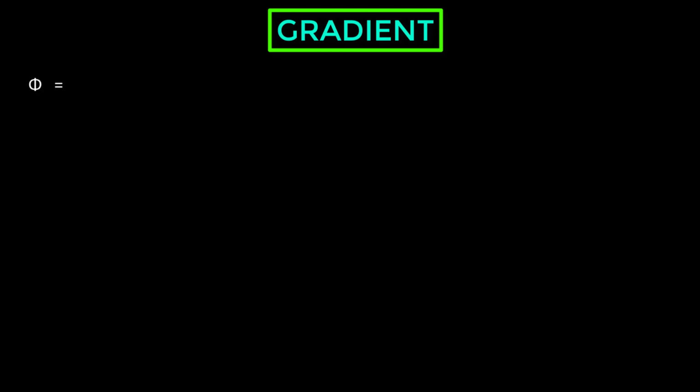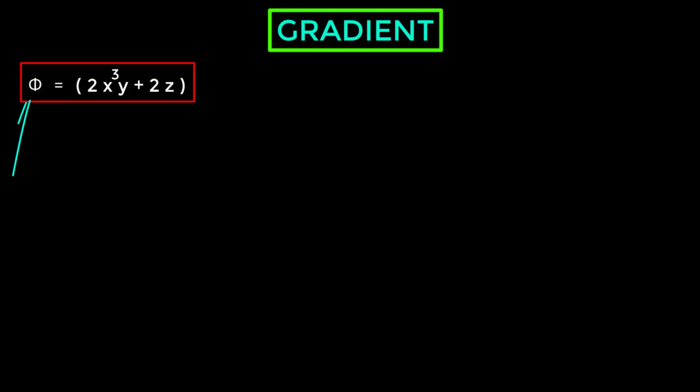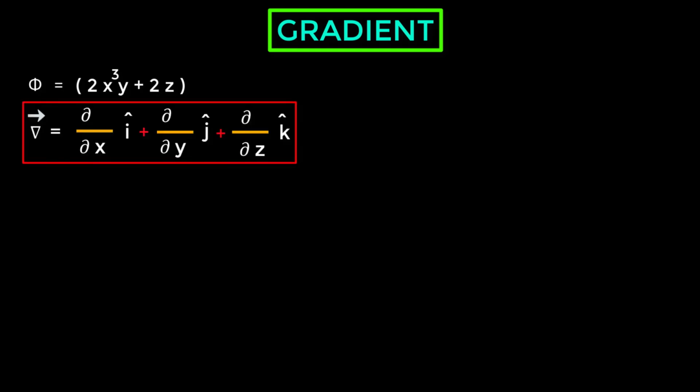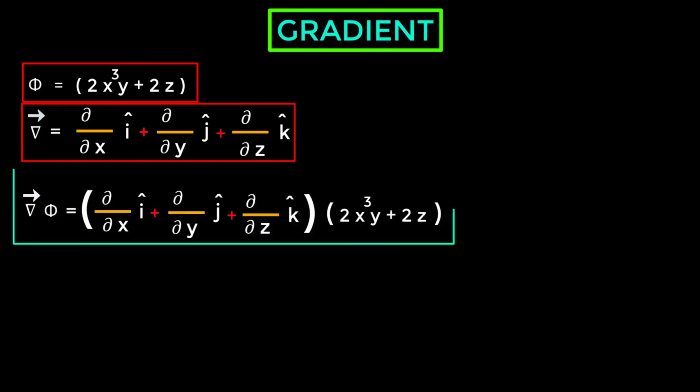Suppose phi equals 2x cube y plus 2z is given in the question paper and we are asked to determine its gradient. See, this is a scalar field as there is no i cap, j cap and k cap here. We know that nabla equals del x i cap plus del y j cap plus del z k cap. Now we will multiply this scalar field with this vector operator like this.